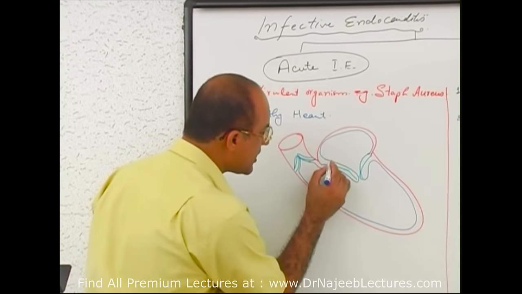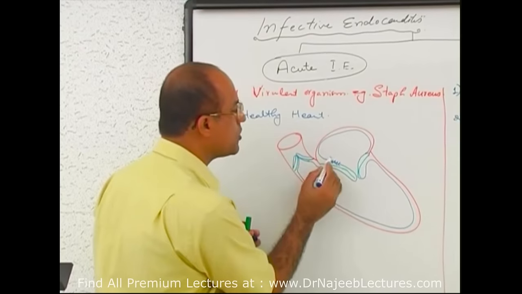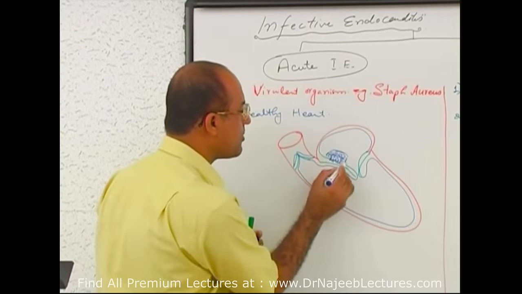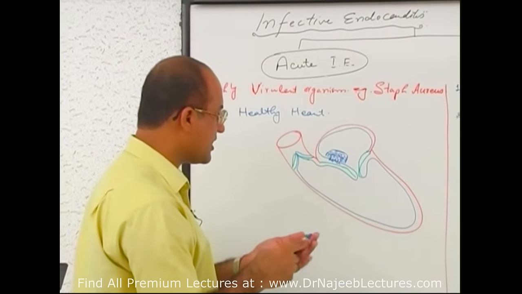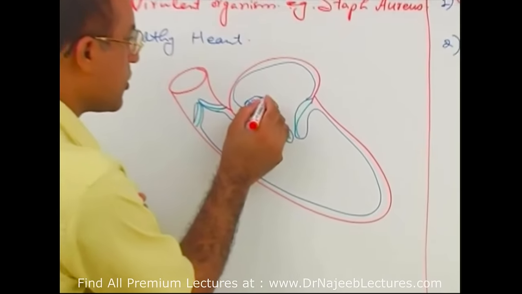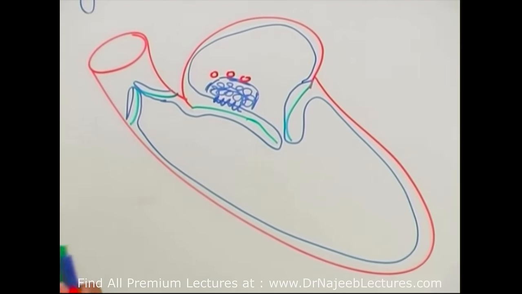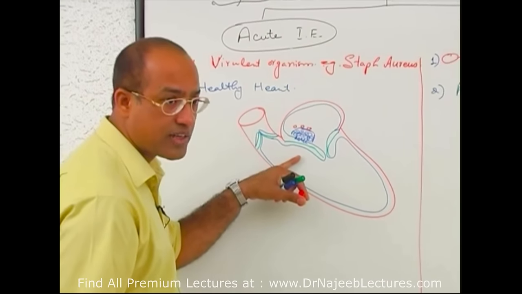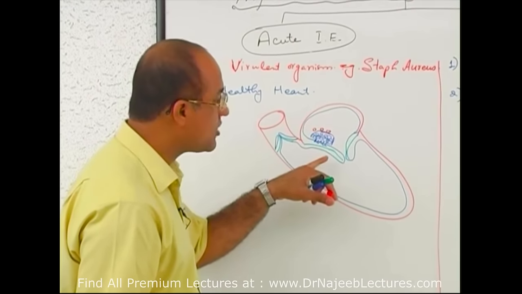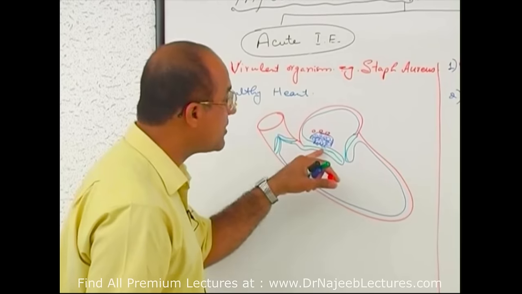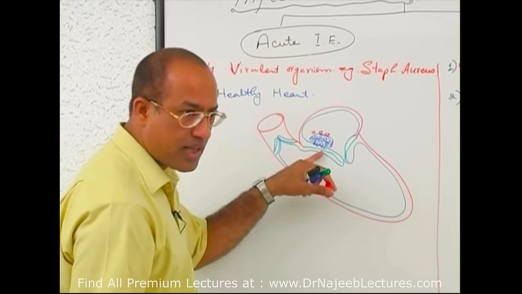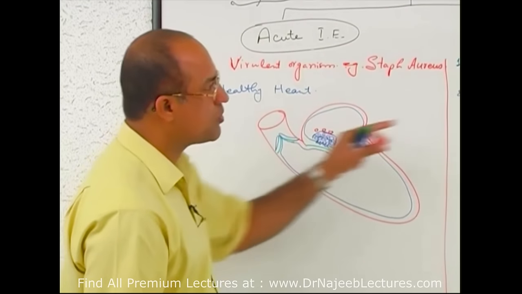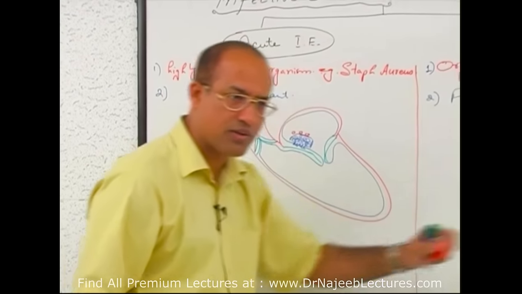So if this is the injured endothelium, as I told you, platelets will stick over it and then fibrin will stick over that. In this area, what will happen? Microbes will come and bind over here, right? This type of situation will occur in subacute infective endocarditis when there is predisposition and thrombi are formed, and then those thrombi get colonized by low virulence organisms. This picture should be drawn under subacute infective endocarditis.